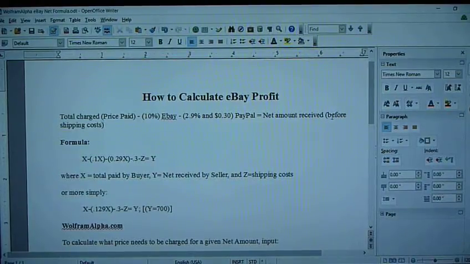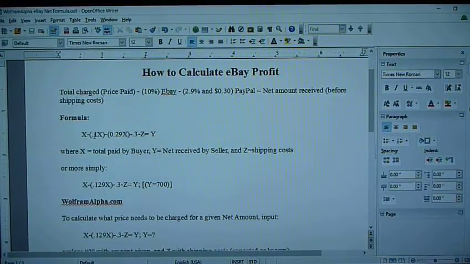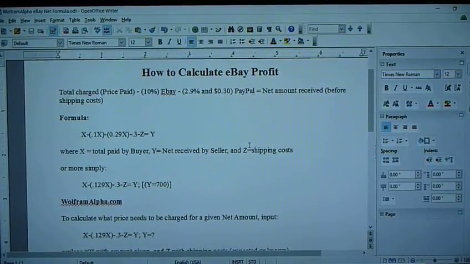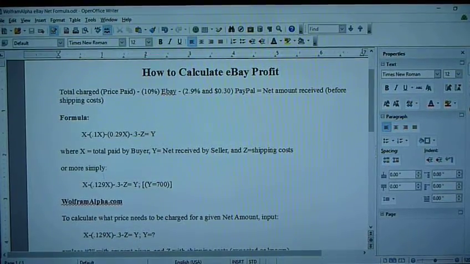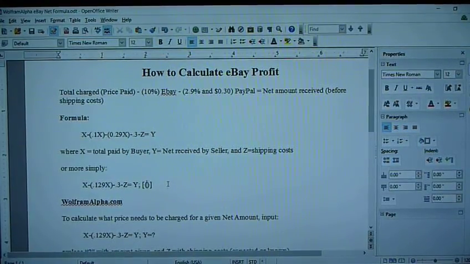Before shipping costs. So that formula right there can be described as x minus 0.1x minus 0.029x minus 0.3 minus z equals y. X equals the total paid by the buyer, y equals the net received by the seller, and z equals the shipping costs. More simply put, you can combine these two elements right here, since they're both based off of x. X minus 0.129x minus 0.3 minus z equals y. And again, we can ignore that.